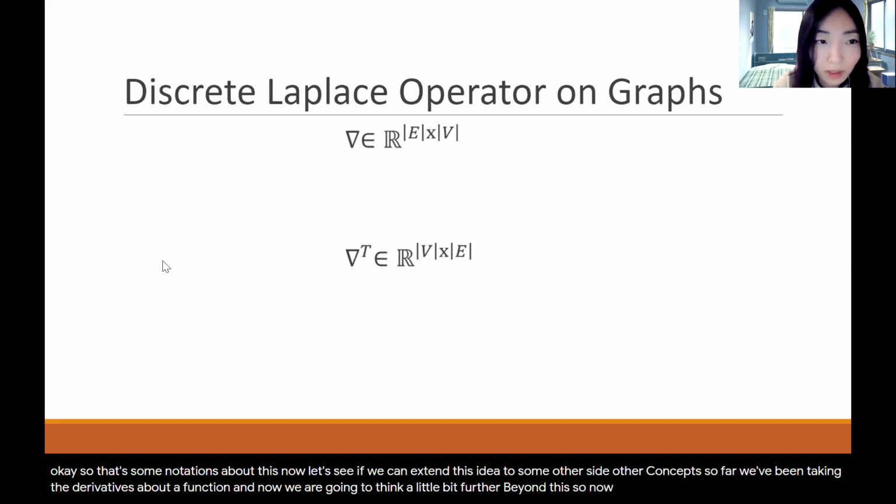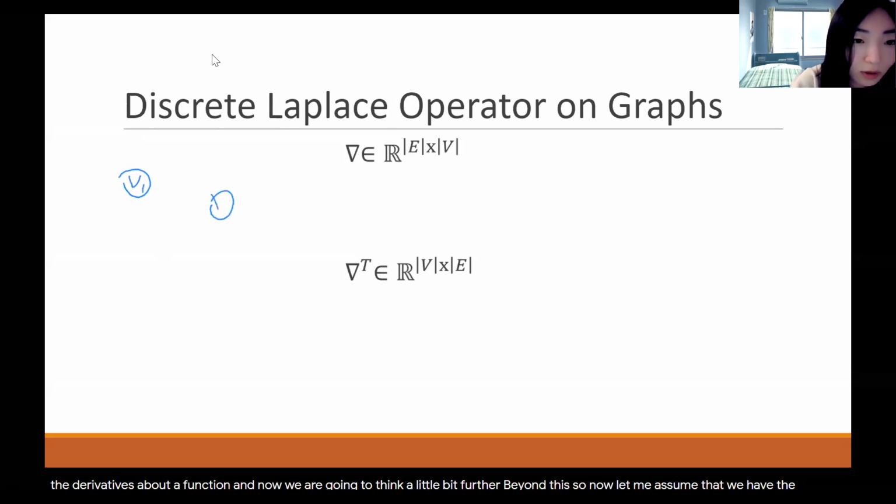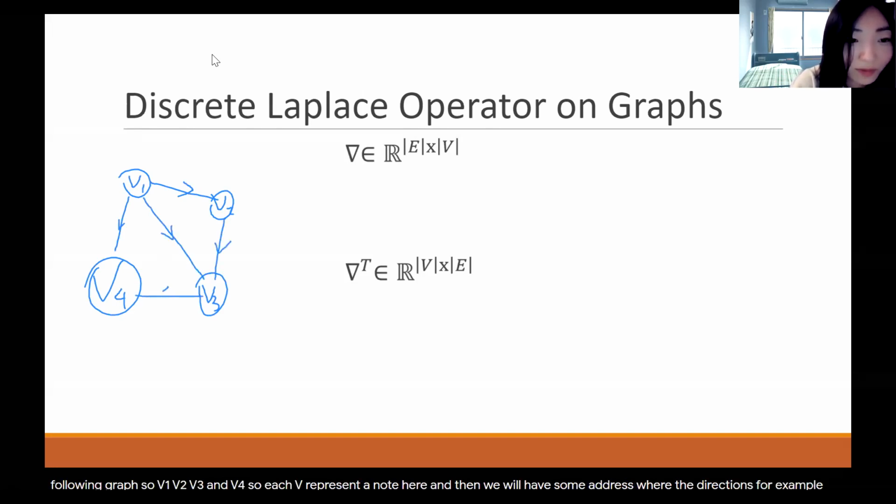So now let me assume that we have the following graph. V1, V2, V3, and V4. So each V represents a node here. And then we'll have some edges with directions. For example, this is my graph. Each one of these edges, we'll call this E. So E1, E2, E3, E4, E5.